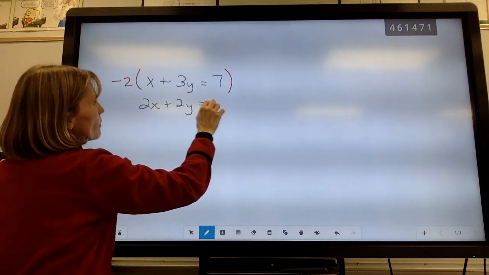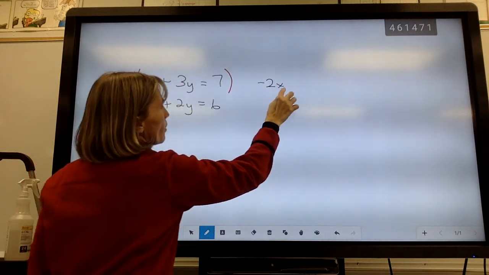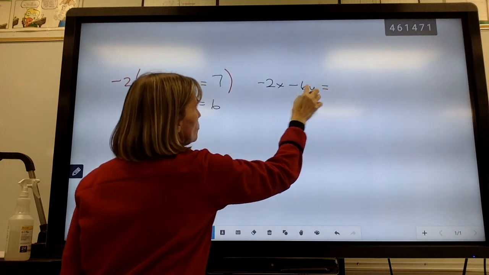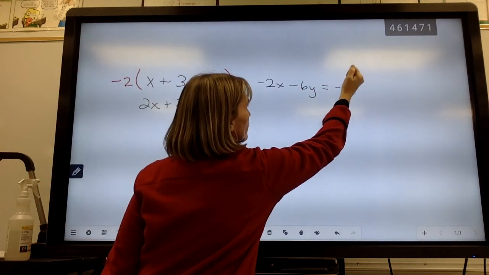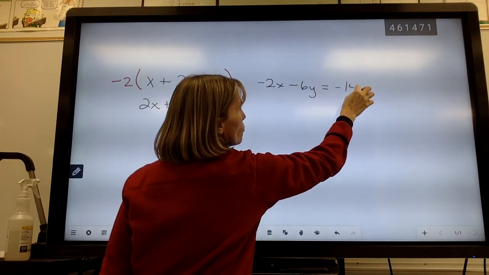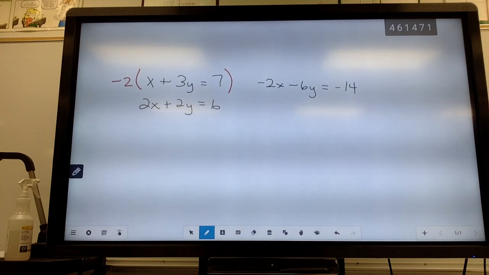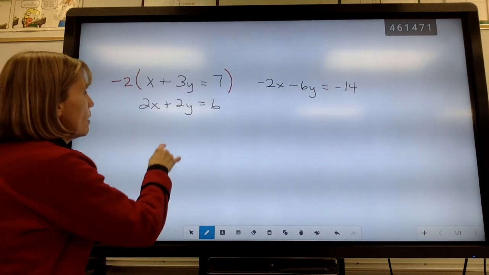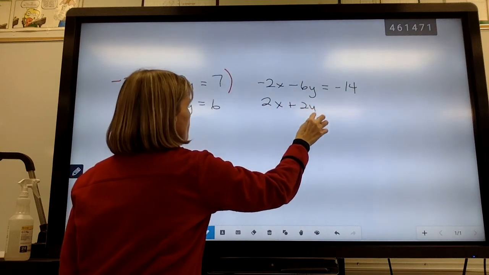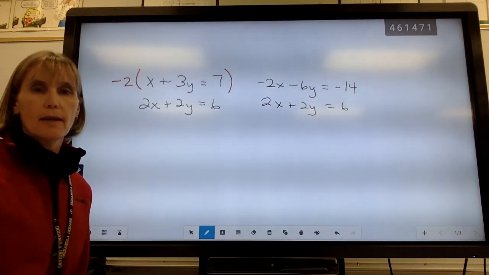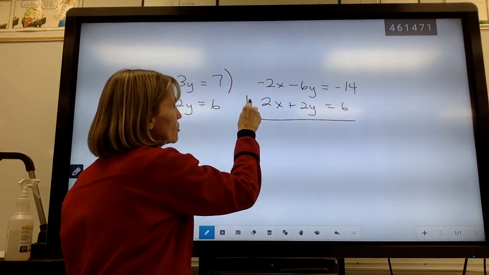So if I multiply up here, the new equation becomes negative 2x minus 6y equals, you have to multiply this side as well, negative 2 times 7 is negative 14. So I've taken that top equation and multiplied everything by a negative 2. I'm going to leave the bottom equation as it is. Okay, and now I'm ready to add the two equations together.